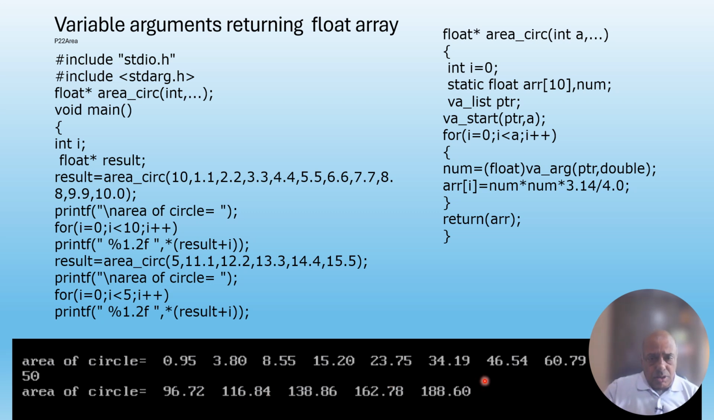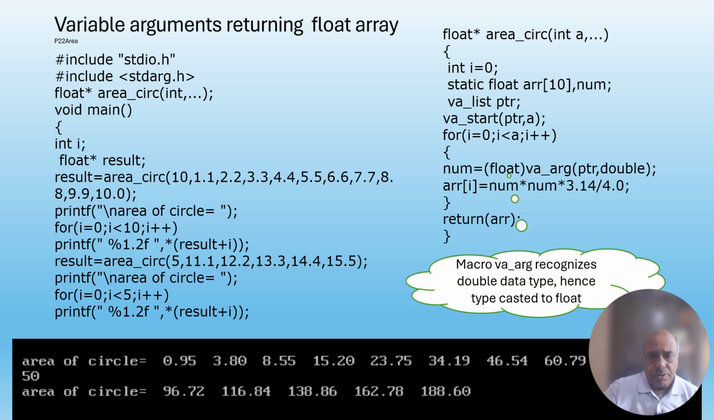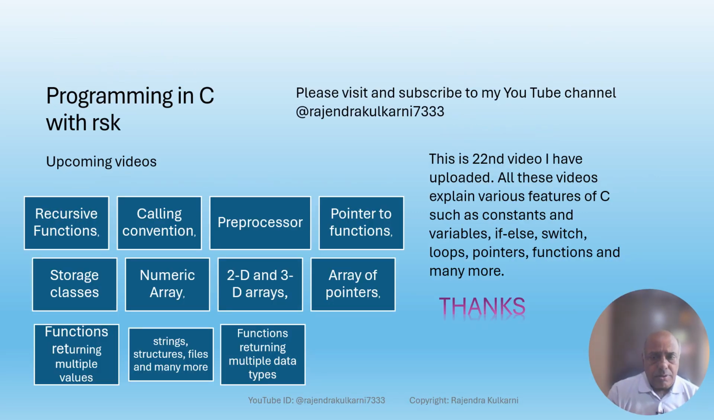In the second call, the function is returning 5 values because I have sent only 5 variable arguments indicating the diameters of the circles. So in this way, variable argument functions work. Macro va_arg recognizes the double data type, hence typecasted to float. So with this we end today's topic.